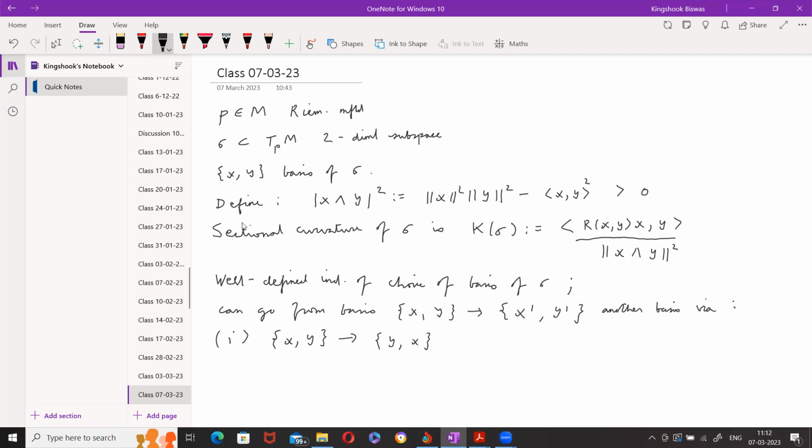Okay. So you can see that this numerator will not change sign if you interchange both x and y, right? Because we know that this thing is the round bracket xyxy, right? So this 4 tensor is alternating in the first 2 arguments and also alternating in the last 2 arguments. So if I interchange both, then this doesn't change sign, right? It stays the same. Okay. And the denominator doesn't change if I interchange x and y. So this expression is unchanged if I interchange x and y.